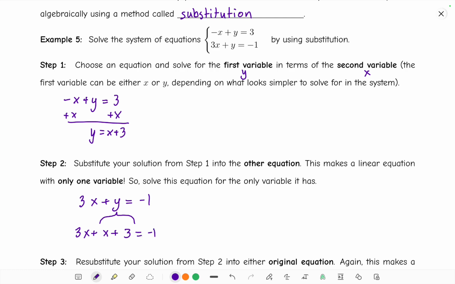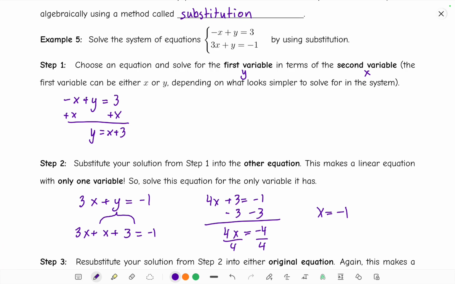Now this new equation only has one variable, so we know how to solve it. I'm going to start off by combining like terms. 3x plus x is 4x, plus 3 equals negative 1. Subtract 3. 4x equals negative 4. And divide by 4, divide by 4. We get x equals negative 1.